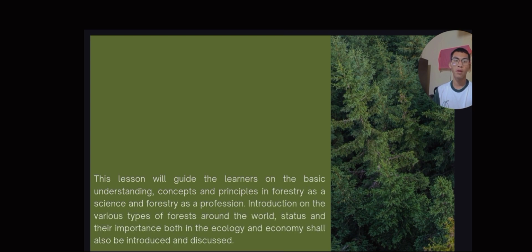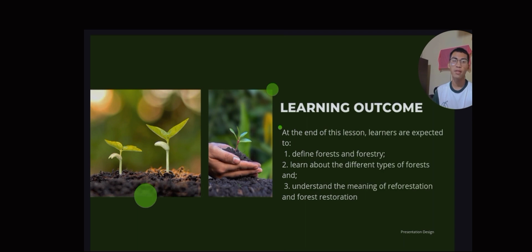Overview of this lesson. This lesson will guide learners on the basic understanding, concept, and principle in forest as a science and forestry as a profession. An introduction of the various types of forests around the world, their status, and their importance both in ecology and economy should also be introduced and discussed. Learning outcomes. At the end of these lessons, learners are expected to define forest and forestry. Learners also learn about different types of forests and understand the meaning of reforestation and forest restoration.